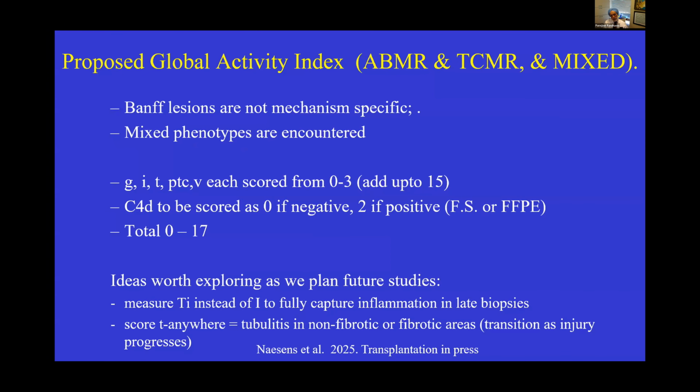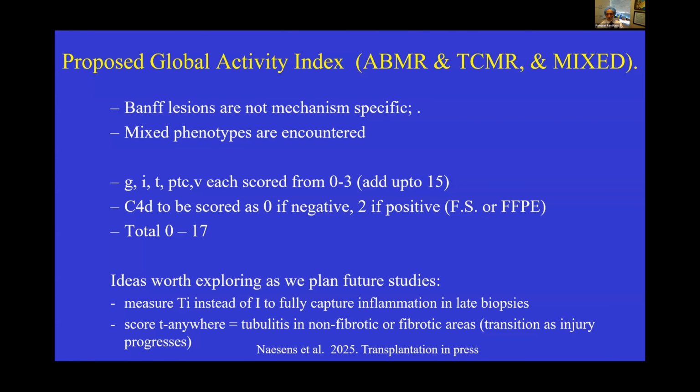So the activity and chronicity group of BANF, which is speaking today, has proposed a global activity index, which will be applicable to ABMR and TCMR and mixed. And why do we need such a score? Well, the BANF lesions are not mechanistically specific, and also mixed phenotypes are encountered. So we need a system which can handle all these kinds of rejections in different combinations.